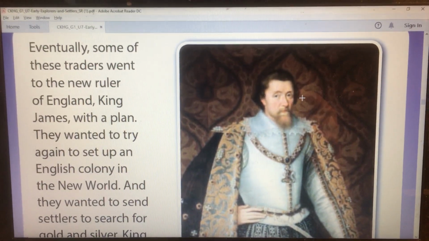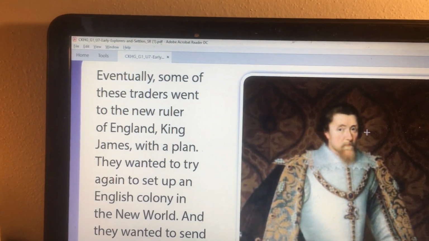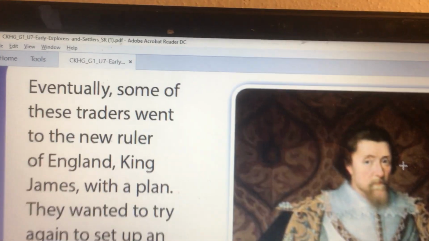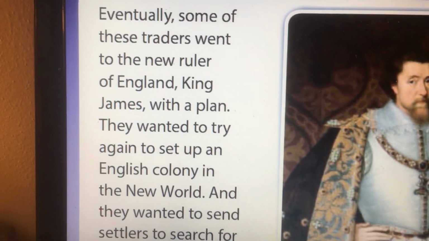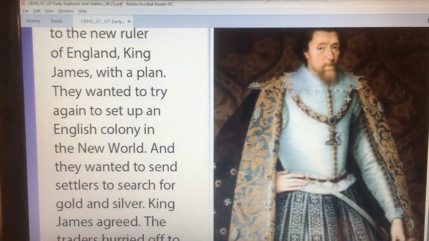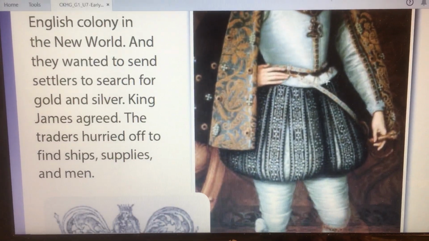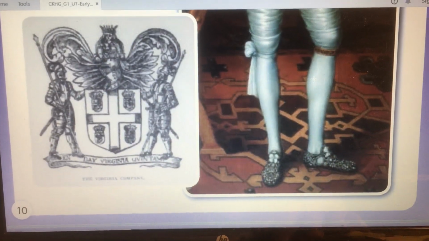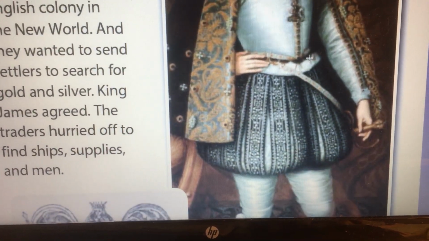Eventually, some of these traders went to the new ruler of the United Kingdom, or England. His name was King James, with a plan. They wanted to try to, again, set up an English colony in the New World. And they wanted to send settlers to search for gold and silver. King James agreed. The traders hurried off to find ships, supplies, and men. Look at the interesting clothes that they wore back then. Very interesting.